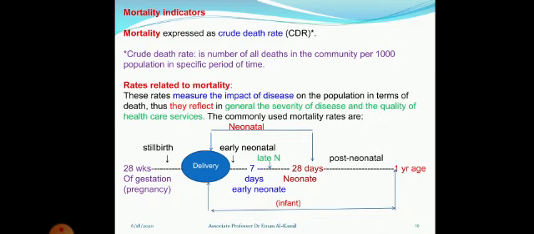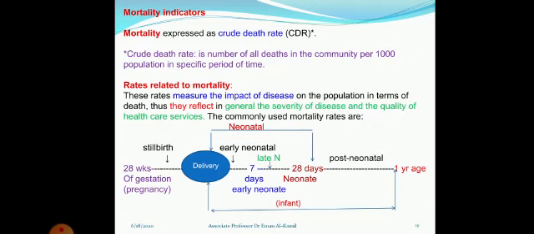The stillbirth mortality rate is the number of deaths of the fetus inside the uterus after 28 weeks of gestation, meaning the baby is delivered dead, divided by the number of births, multiplied by 1,000. So this is the first one. We are going to discuss it later, and we will discuss the causes.